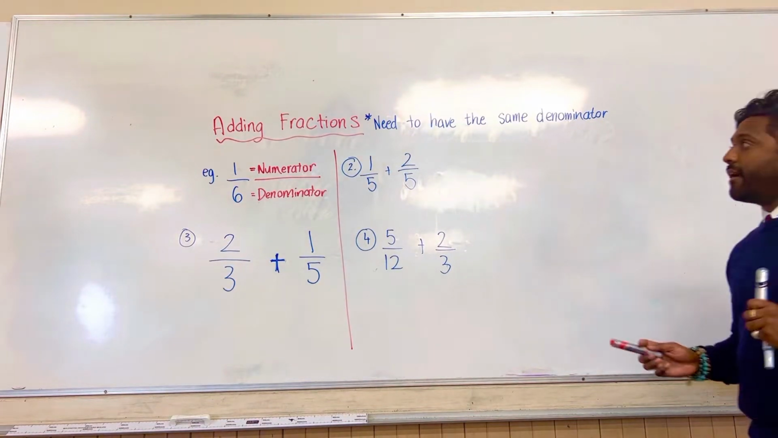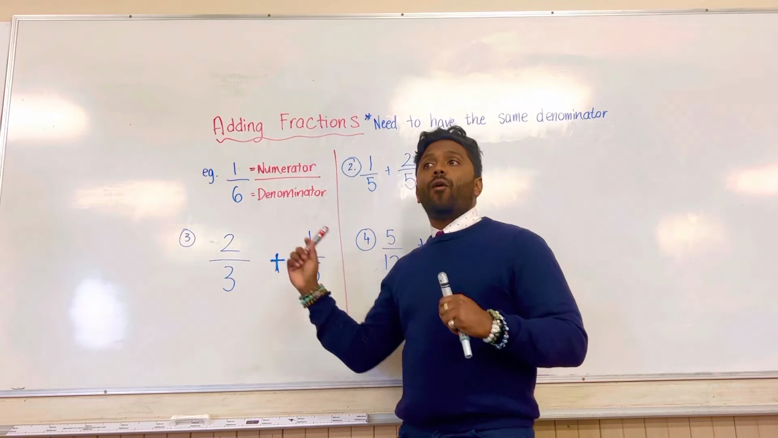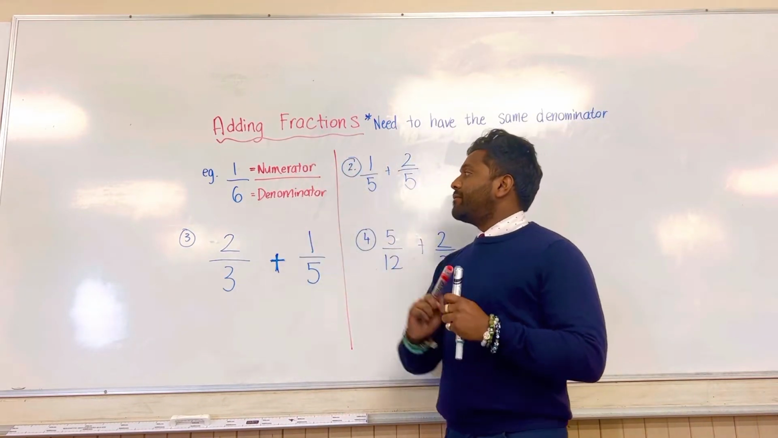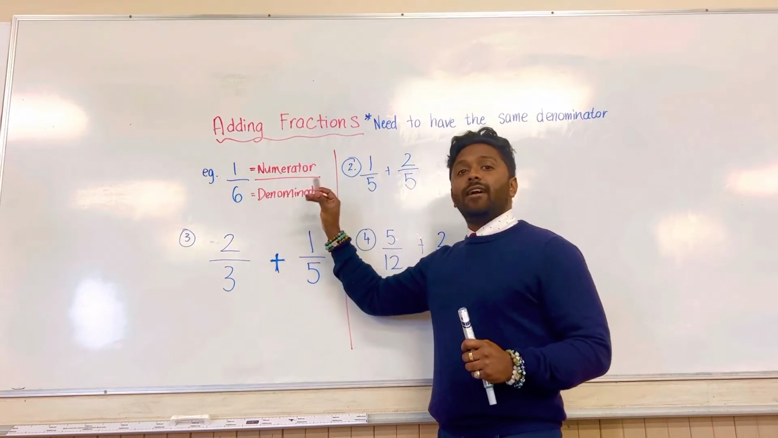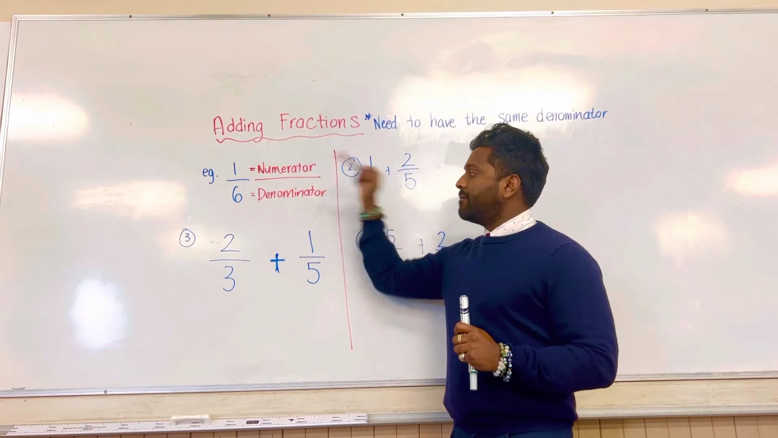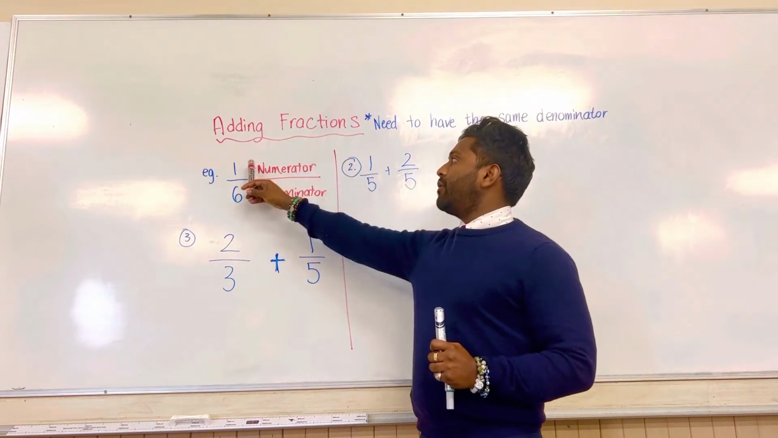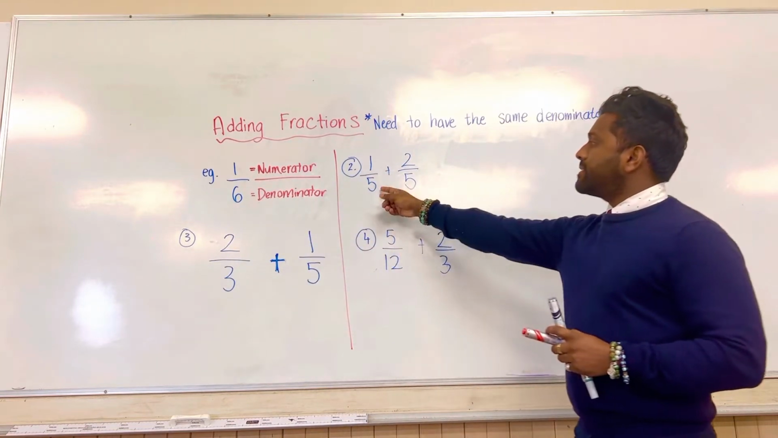So the main hint that we got here is that you need to have the same denominator, okay? As you all are aware, the top number is your numerator, the bottom number is your denominator, okay? I just think of the word denominator sounds like down, so it's at the bottom. Now in this scenario, that's just showing you what the numerator is, which is 1, and the 6 is the denominator.